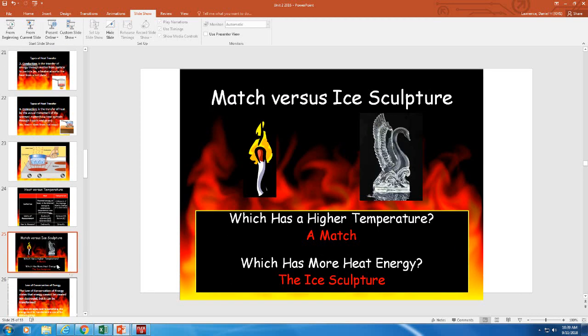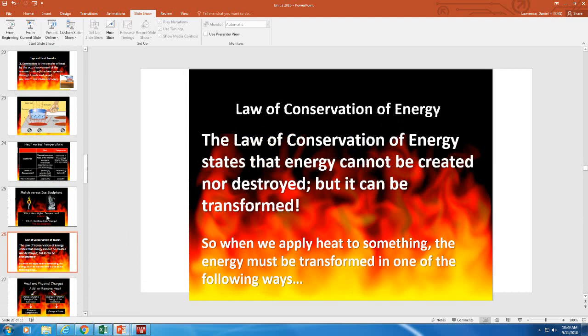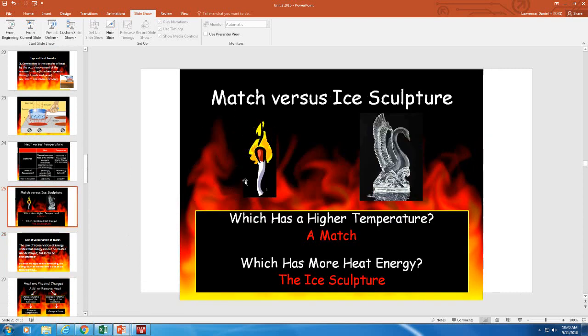So if you consider the question comparing a lit match and an ice sculpture. Now these are not to scale. The match would be much smaller than the ice sculpture. If you think about the question, which of these has a higher temperature, of course you would pretty quickly conclude it's the match. If you touch the match, it's going to burn your hand, whereas you touch this ice sculpture and it's not going to hurt you at all, unless it's too cold.